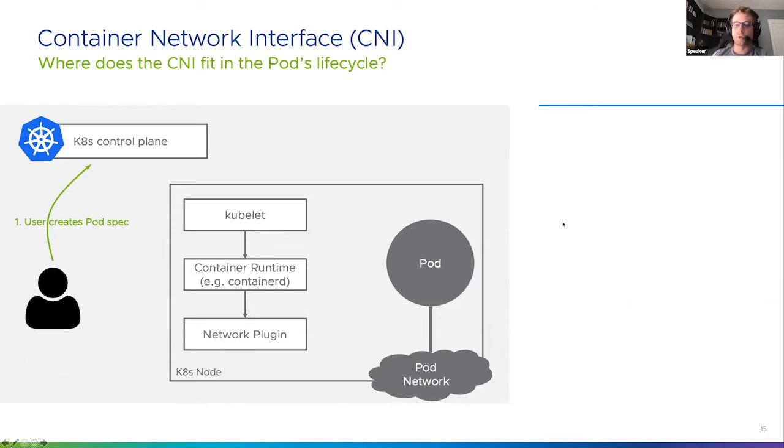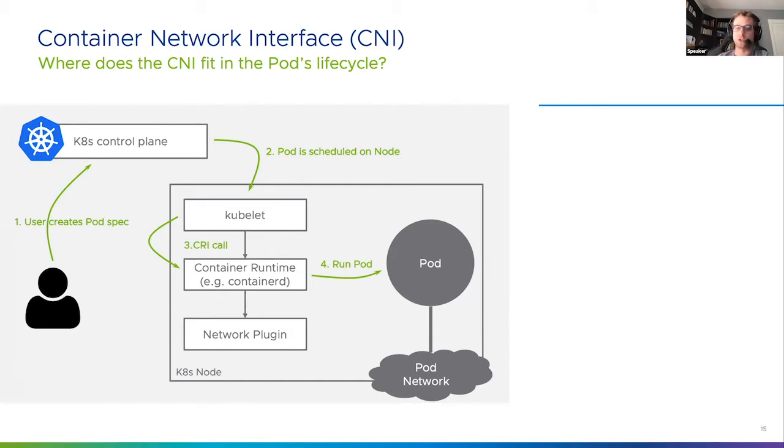First, the user creates a pod specification using the Kubernetes API. For example, this can be done by applying a YAML manifest using the kubectl command line tool. Then the Kubernetes control plane is going to select a node in the cluster and schedule the pod onto that node. The kubelet agent running on the node is going to be notified and is now in charge of creating and running the pod. In order to do so, kubelet is going to invoke an interface called the Container Runtime Interface, or CRI. Based on the operating system and the container runtime, this is going to involve different things.